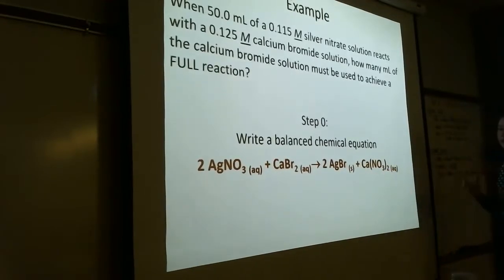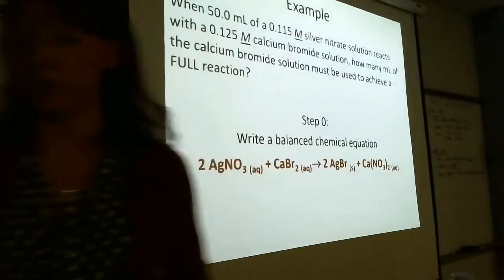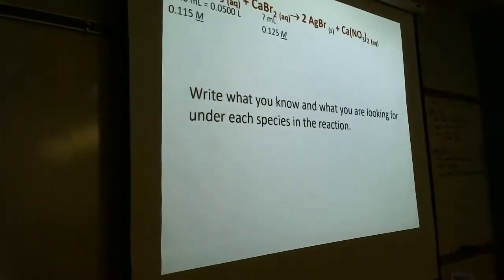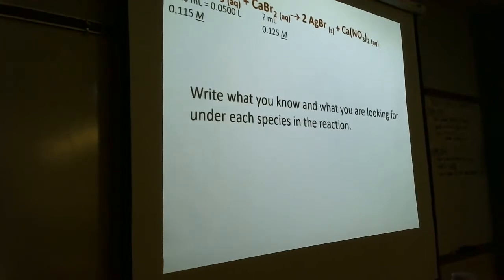Okay, so again, it's all about organizing the information. This is why I recommend that you list what you know and what you're looking for underneath it. And I also recommend that you go ahead and convert milliliters to liters in step one, okay? If you forget to convert milliliters to liters, when you multiply molarity times volume, you will not get moles, you will get millimoles, okay? So you want moles, not millimoles. So make sure that you convert milliliters to liters. And I go ahead and do that right out of the gate. That way you don't forget to do it.